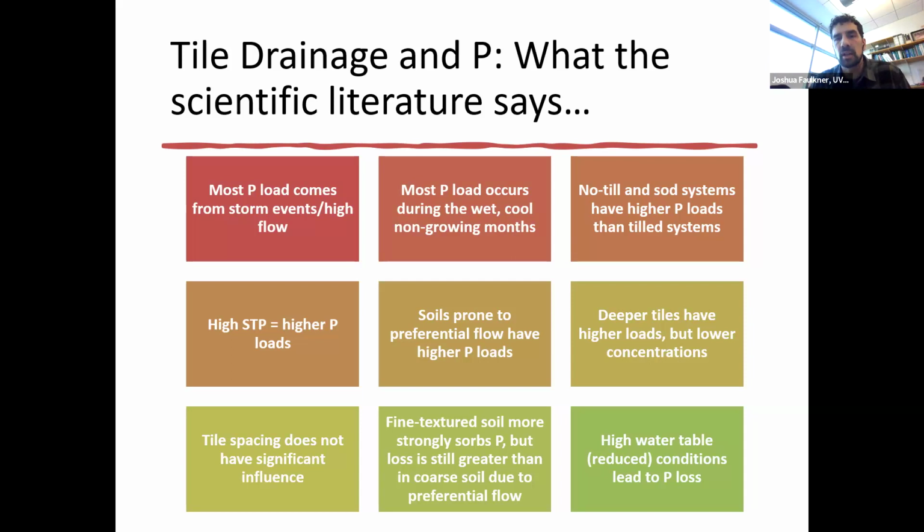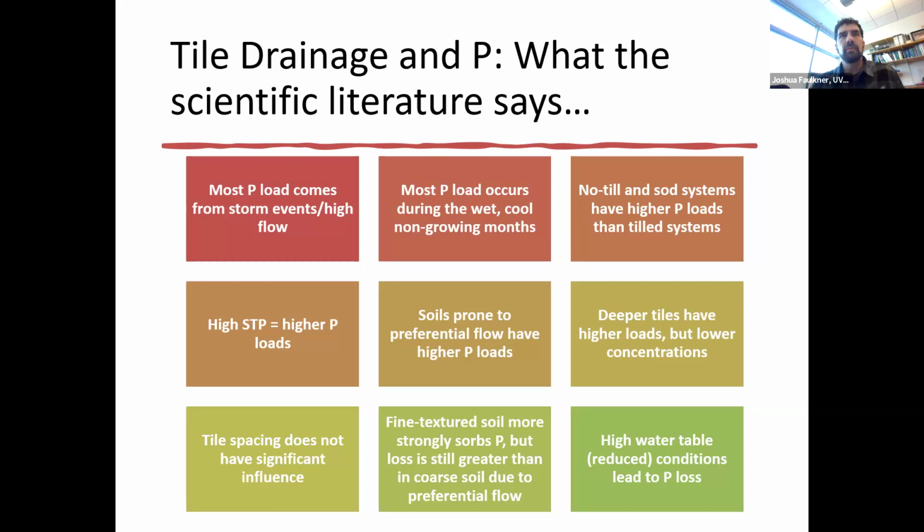So that's a given. As we have more phosphorus available to be transported, we're going to see more phosphorus transported. Soil prone to preferential flow have higher P loads. So those well-structured soils, those shrink-swell cracking soils, that's where we see the preferential flow. That's where we see high loads in those preferential flow path soils. Deeper tiles have higher loads but lower concentrations.